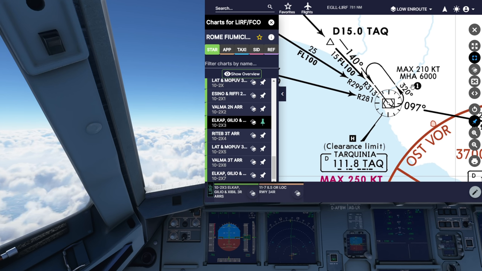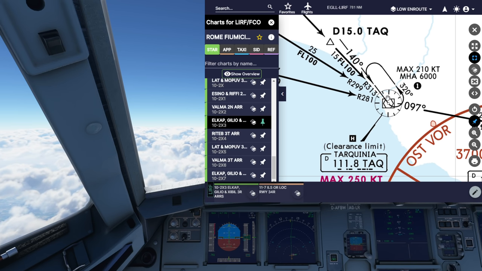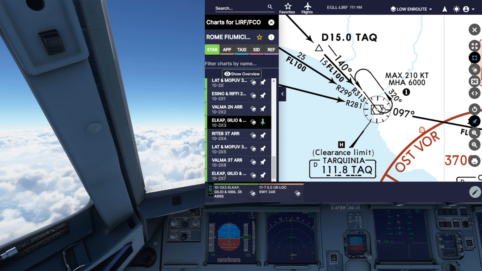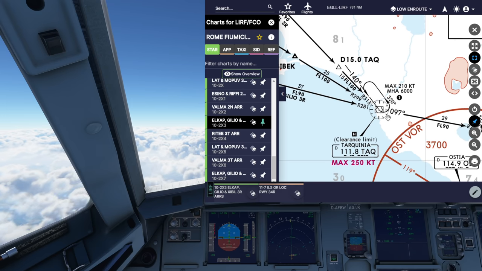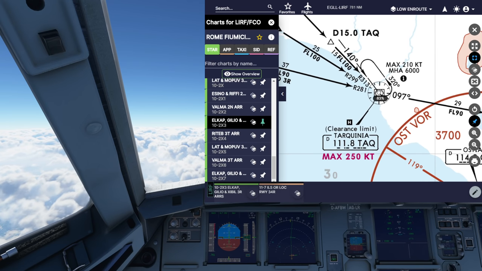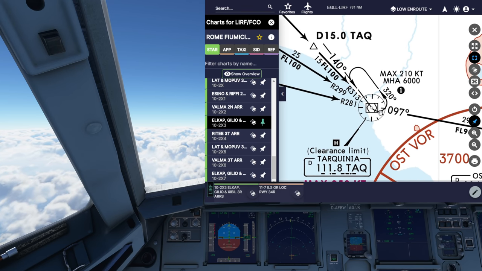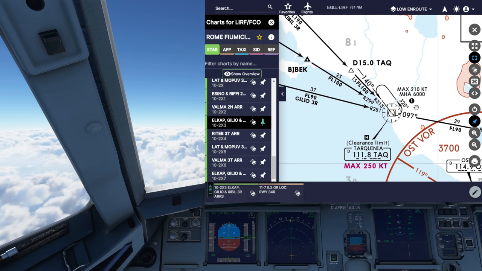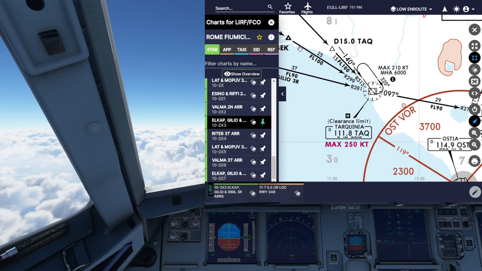You'd also see MHA, minimum holding altitude. We can't go below 6,000 feet in this hold. That could have to do with terrain, or it could be to do with airspace. It could be that there's airspace beneath us or departing traffic. Whatever the reason, 6,000 feet is the minimum holding altitude. So lots of information we've seen so far leading up to this holding point.